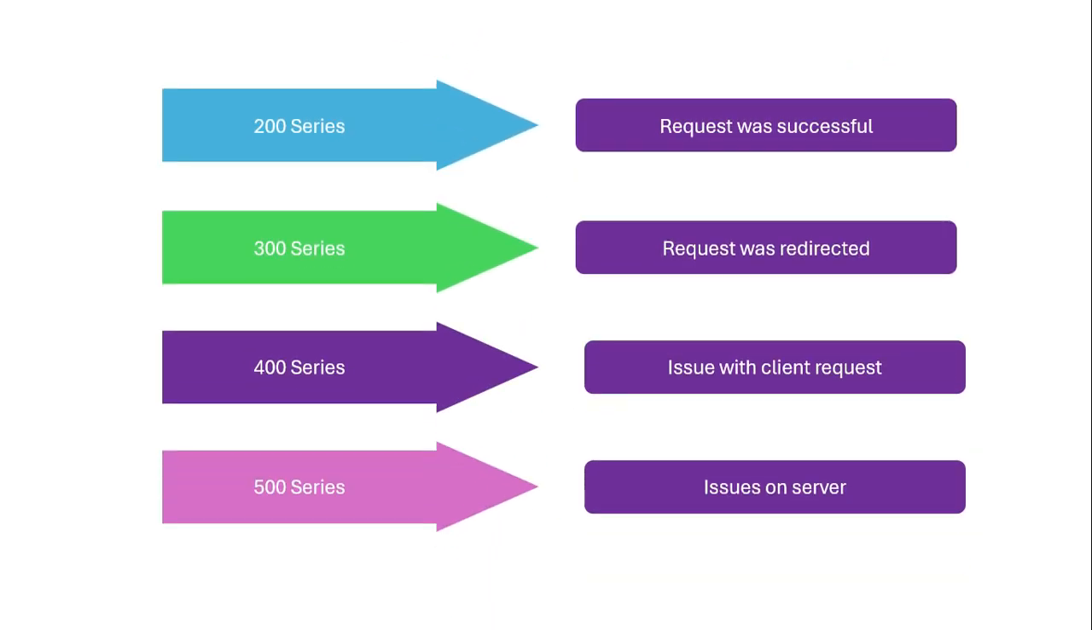We have four series that are mostly used: the 200 series, 300, 400 and 500 series. The 200 series indicates the request was successful. The 300 series indicates the request was redirected. The 400 series indicates that there is an issue with the client request. And the 500 series indicates the issue is on the server side. Let's take a look at them one by one.